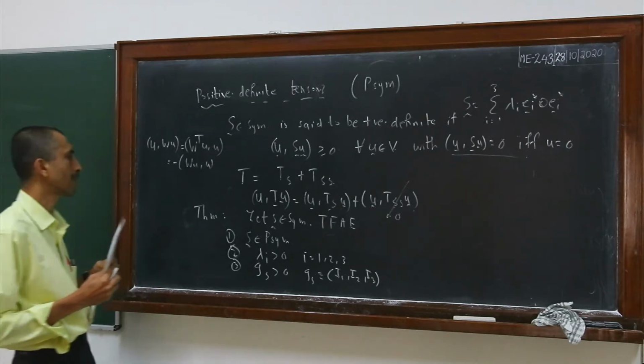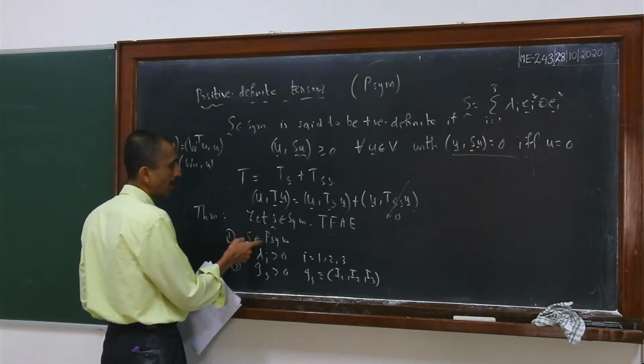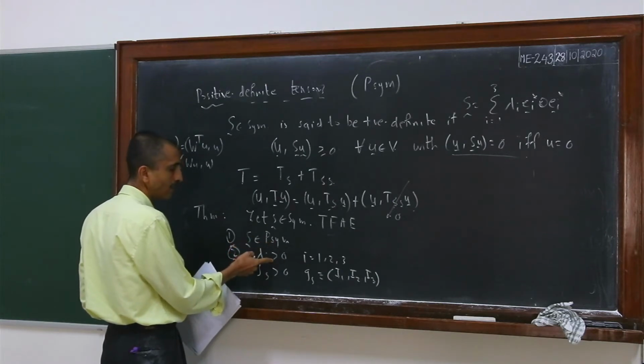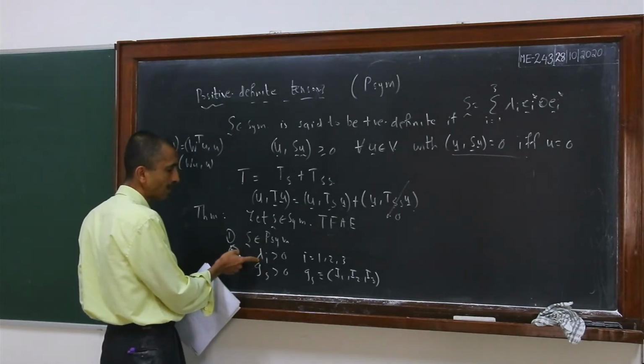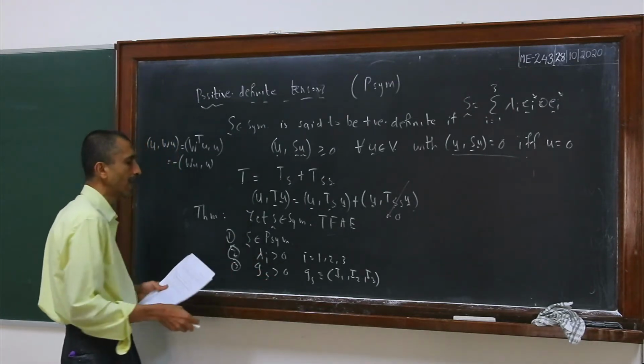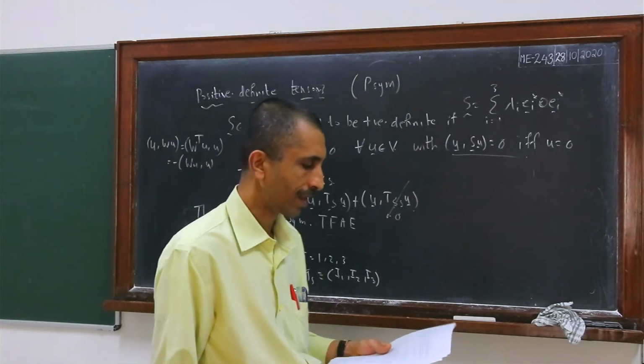So these are the three things that are equivalent. If S belongs to P sim, then all the eigenvalues are positive. If all the eigenvalues are positive, then S belongs to P sim. Similarly, if all the eigenvalues are positive, all the principal invariants are positive. If all the principal invariants are positive, all the eigenvalues are positive. So they are equivalent. Let us try to show this particular equivalence.